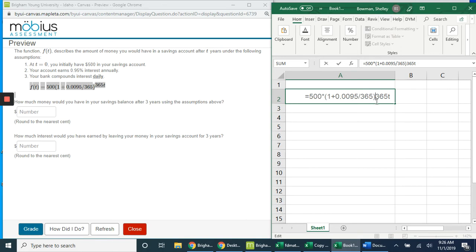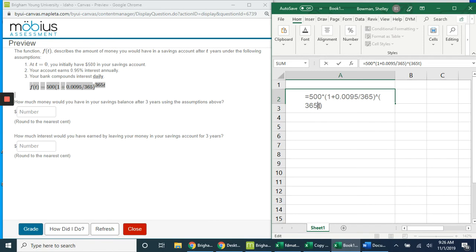The next part, though, it has parentheses and then this number, which when we copied and pasted makes sense. It doesn't know how to put that in the exponent. So I'm going to do Shift 6 for a caret. That'll put it in the exponent. Now both of these things, 365 and t, are in the exponent, so I'm going to do parentheses and parentheses. So both of those are in the exponent.